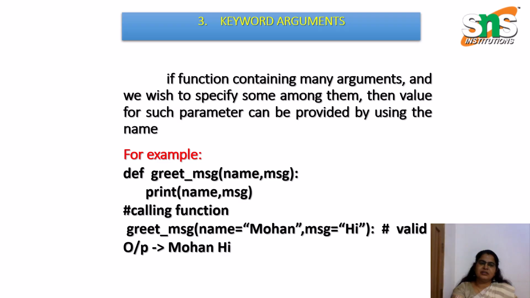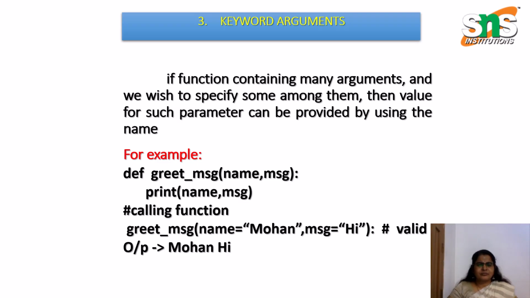The next thing is keyword arguments. If a function contains many arguments and we wish to specify some among them, then the value for such a parameter can be provided by using the name. That is called a keyword argument. A keyword is a reserved word, we cannot use it as a normal word.